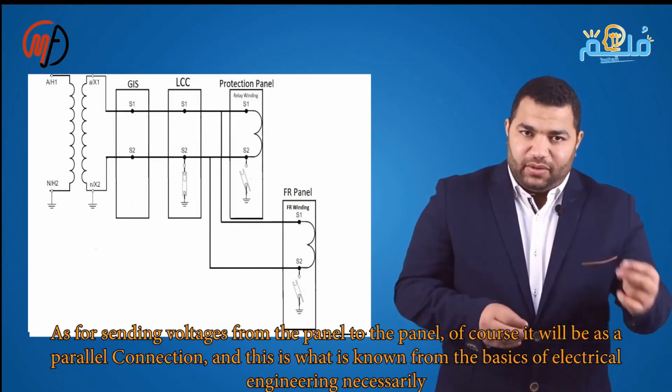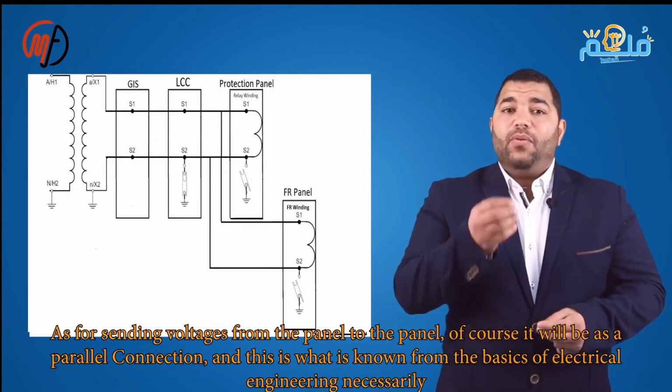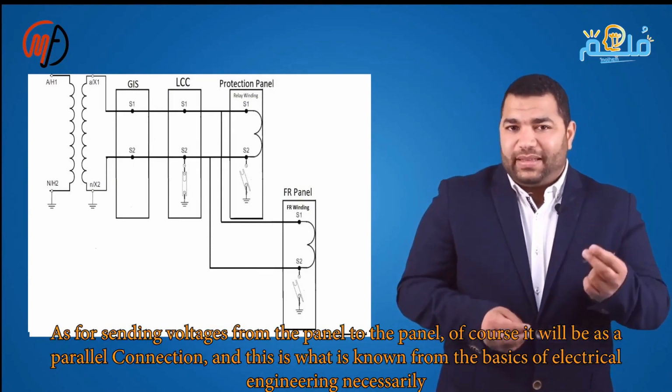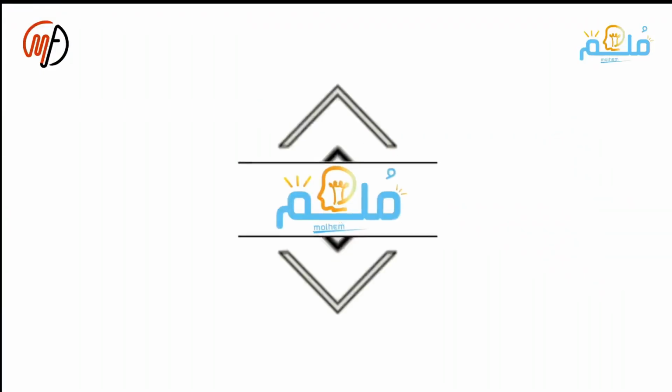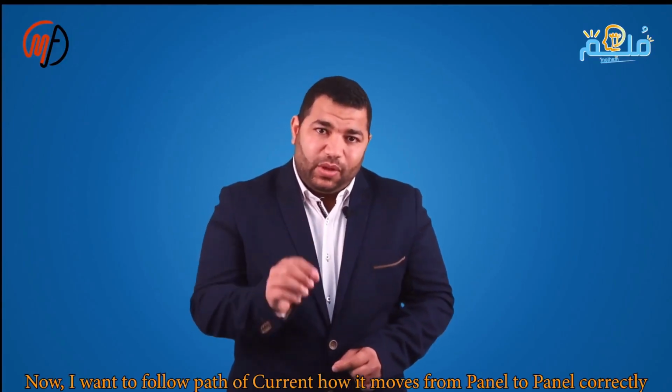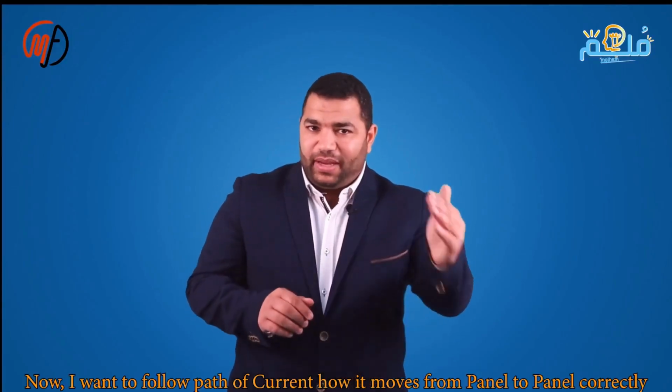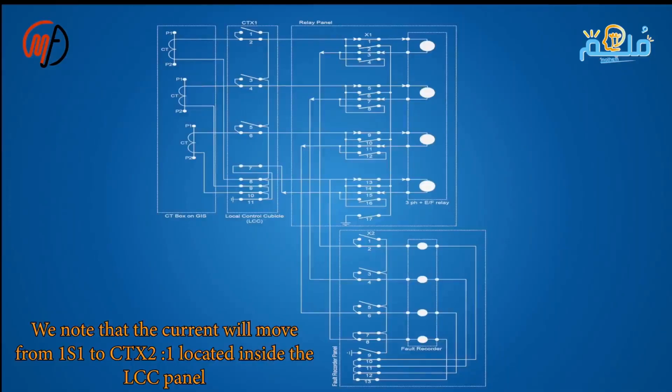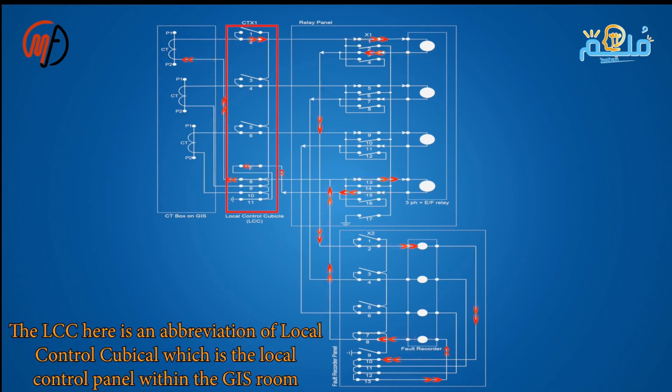We want to trace the current path and see how it moves correctly from panel to panel. We notice that the current will flow from 1S1 to CTX1 terminal 2, which is located inside the LCC panel. It moves from LCC to protection panel, X1 terminal 1, red phase winding, then back to X1 terminal 3, then to the fault recorder panel.